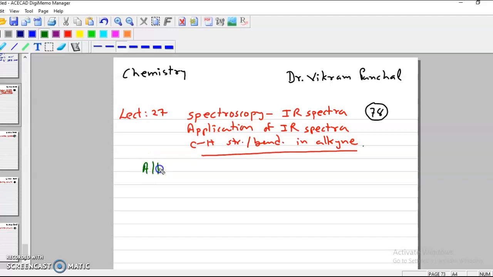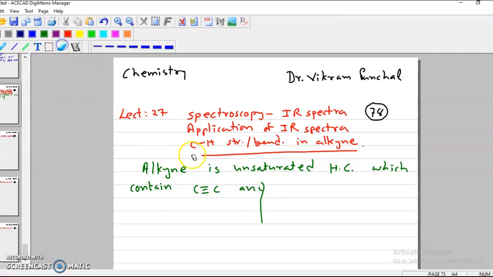Alkyne is an unsaturated hydrocarbon which contains a C triple bond C, and both carbons are sp hybridized.